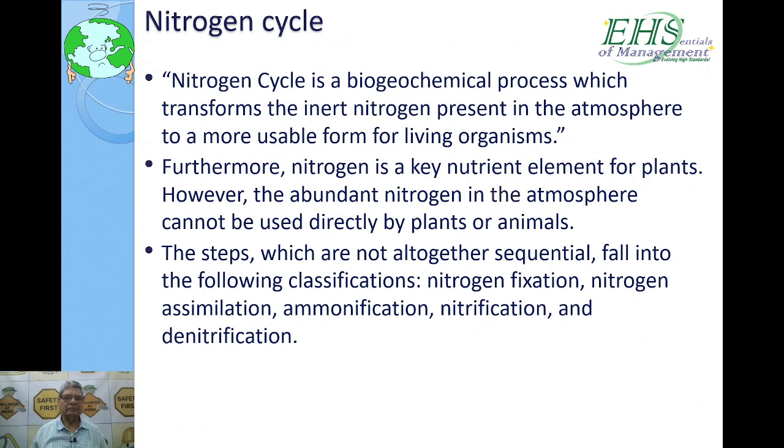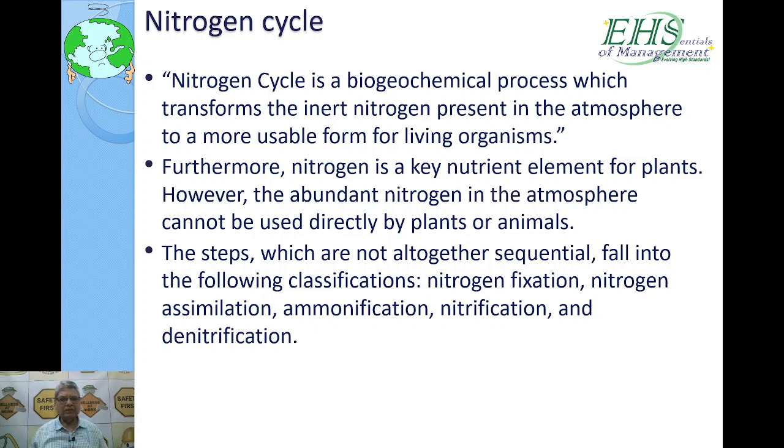So what is the nitrogen cycle? The nitrogen cycle is a biogeochemical process which transforms the inert nitrogen present in the atmosphere. So nitrogen is abundantly present in the atmosphere, as you know. So the nitrogen present in the atmosphere is transformed to a more usable form for living organisms. Furthermore, nitrogen is a key nutrient element for the plants. However, the abundant nitrogen in the atmosphere cannot be used directly by plants and animals. This is because that nitrogen is inert, and though it is required by the plants and animals, it cannot be directly used. So that has to be converted into some other form.